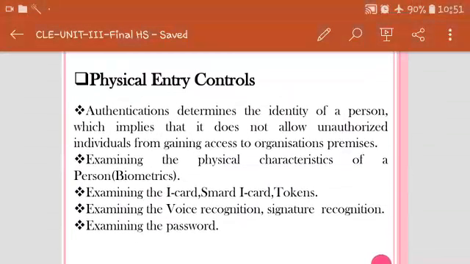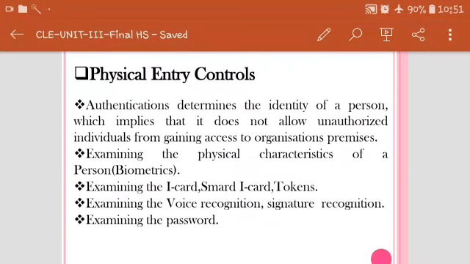Also we discussed the man trap and TEMPEST. Also we discussed the issues for physical security. Then we discussed the technical issues, and then the operational issues of security concern. Now, physical entry control.